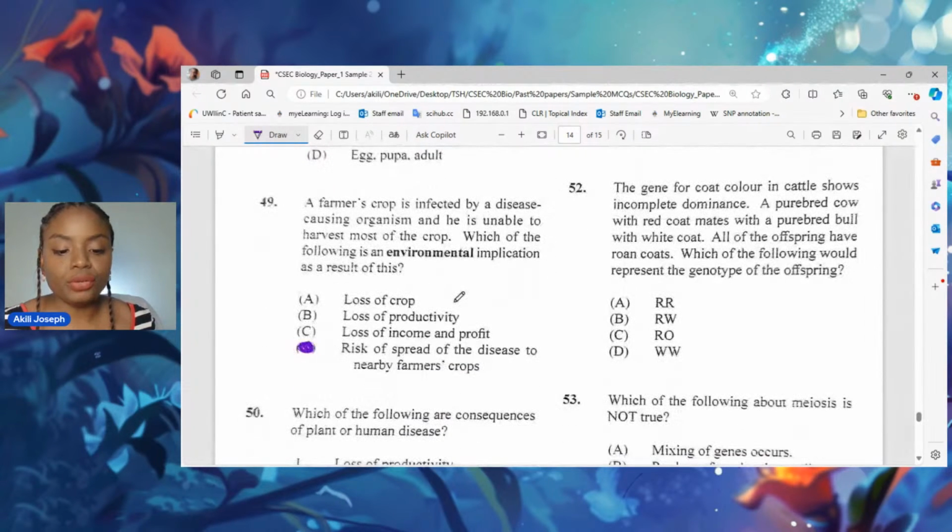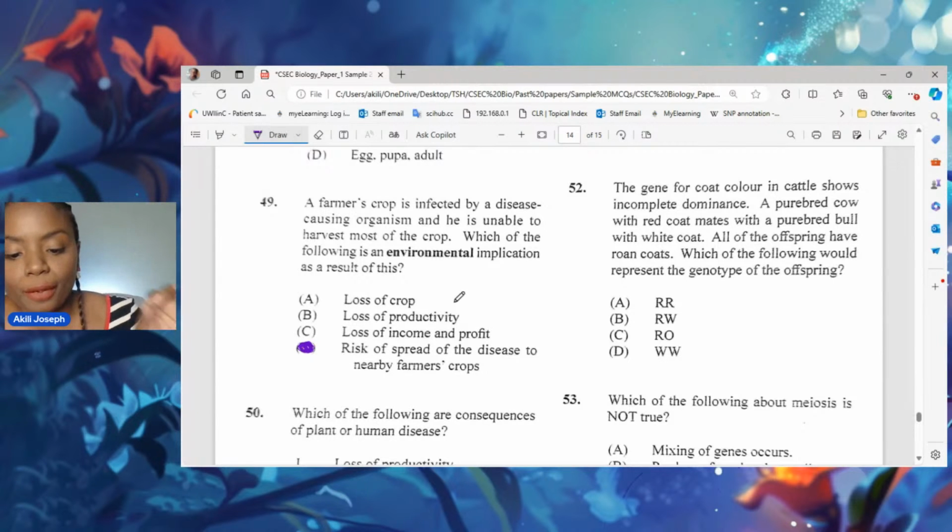Right? 52, the gene for coat color in cattle shows incomplete dominance, right? So when we have incomplete dominance, what should be coming to your mind first? So people are giving me the answer in the chat, right? If you're thinking incomplete dominance, you're thinking about mixed. The heterozygote is going to be a blend, right? Blood groups, you have co-dominance being exhibited.